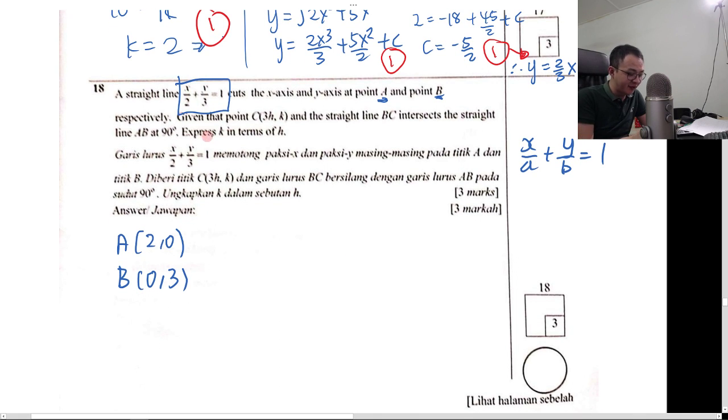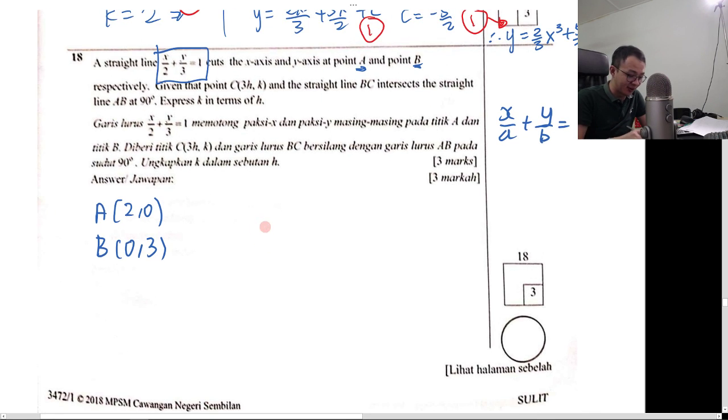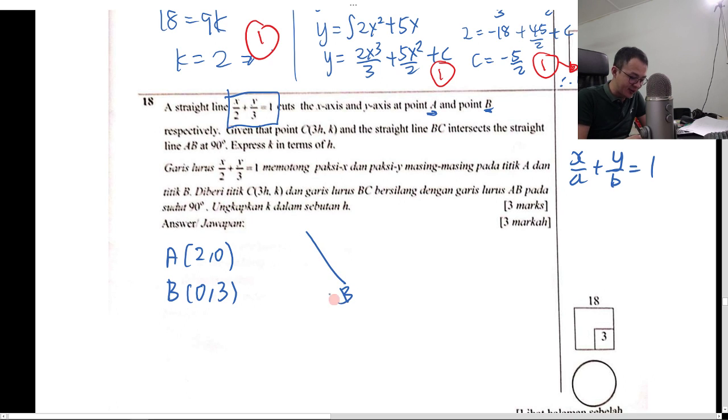And then, given that the point C and the straight line BC intersect the straight line AB at 90 degrees, that means maybe we have BC, this C, and AB. They will be 90 degrees to each other. Alright, and then express k in terms of h. So whenever I see 90, I know I need a gradient. After I find a gradient, I will do m1 m2 = -1. So therefore, I will find the gradient of AB first. It's quite easy, negative y-intercept over x-intercept. Alright, I get the gradient of AB.